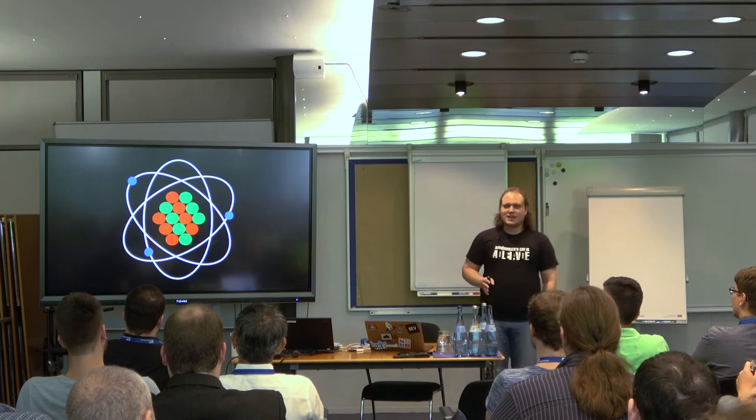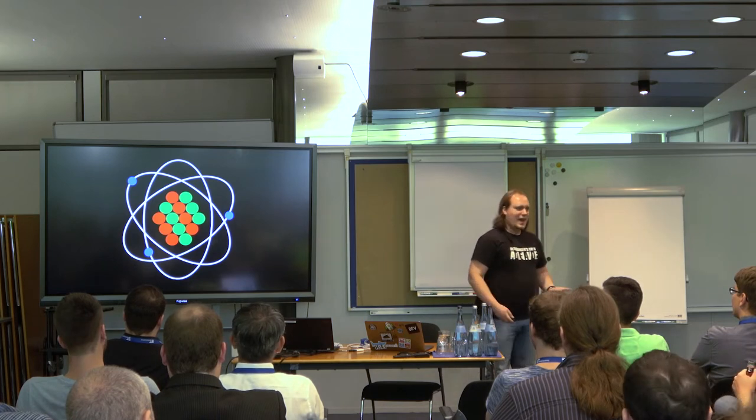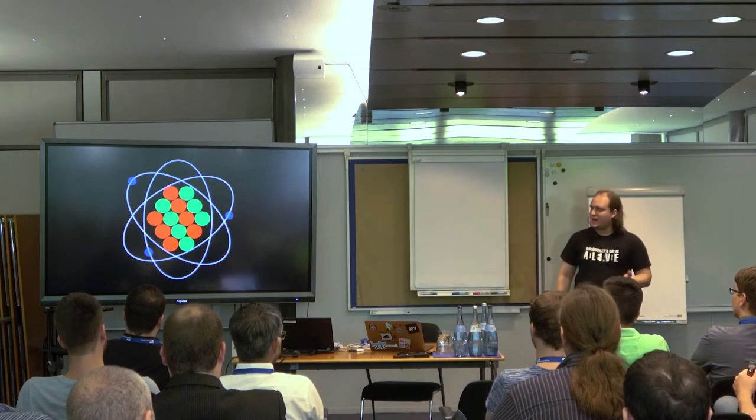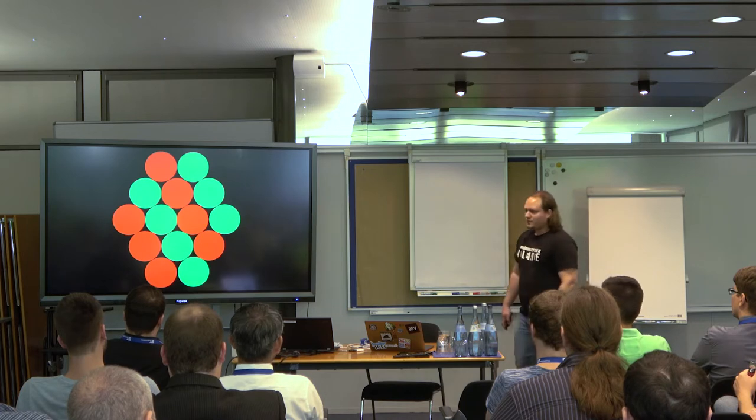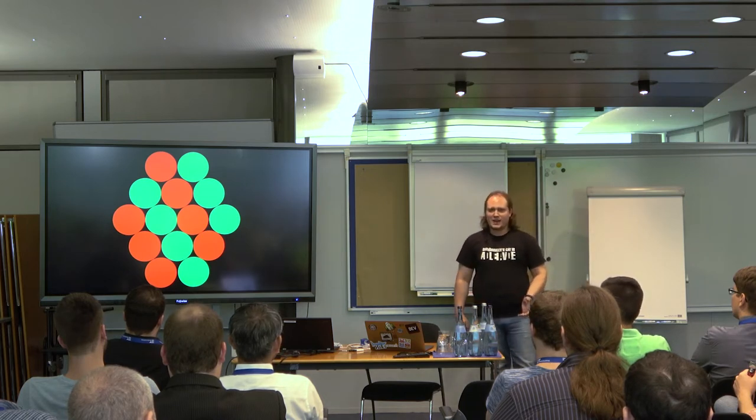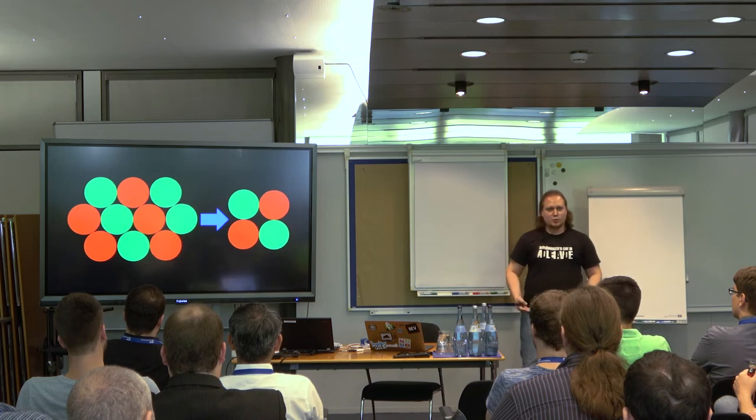So, let's take an example. You have an atom. Actually, we don't care about the whole atom, we just care about the nucleus. And assuming that this atom, this element, is radioactive, it at some point will decay. And that looks a bit like this. Part of the nucleus splits off.